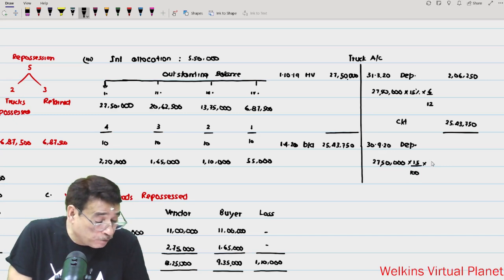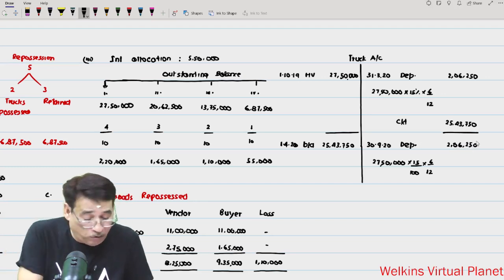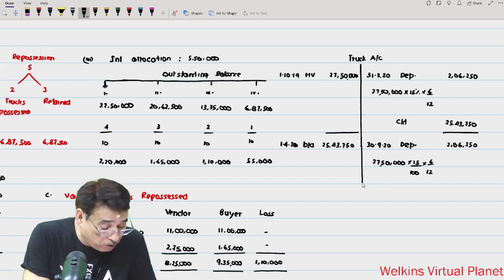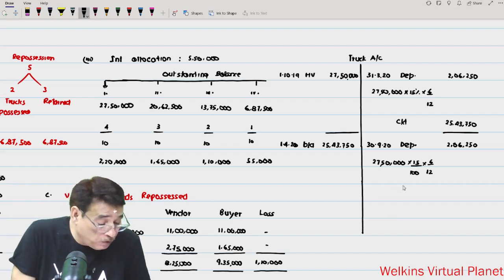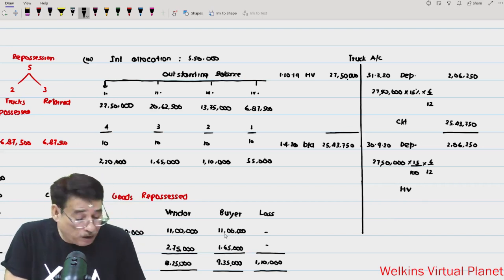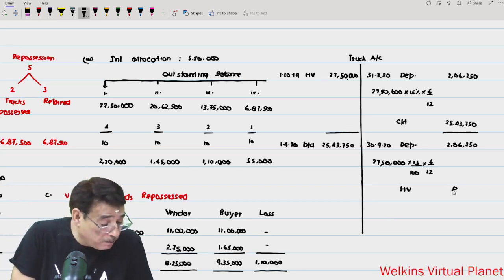Again, you have to provide the depreciation for 6 months. So again, it will be equal to 2,06,250. And now, as I told you in the last question, you need not require to do any analysis. All you have to do is just think of the fact at what value hire vendor has taken back the two trucks. We have already computed that two trucks have been taken over at 8,25,000.